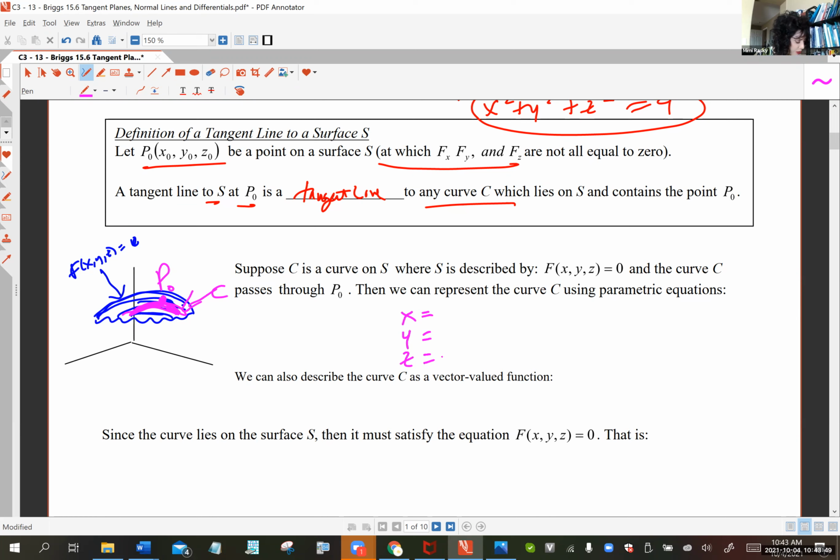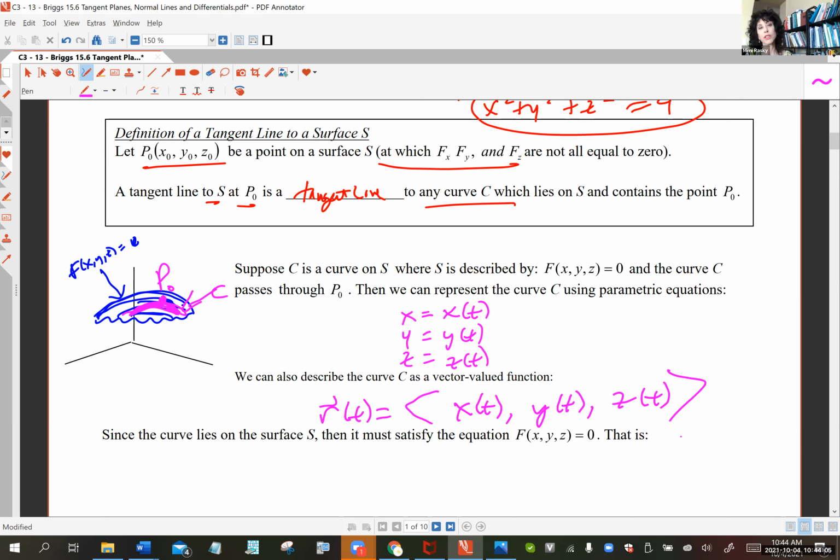So you know parametric equations, right? Let's just call x some function of t, x of t, y is y of t, and z is z of t. And you can also rewrite the curve as a vector valued function by simply taking the parametric equations and putting them in as the components for your vector valued function. That's equivalent. It's another way to represent the curve.